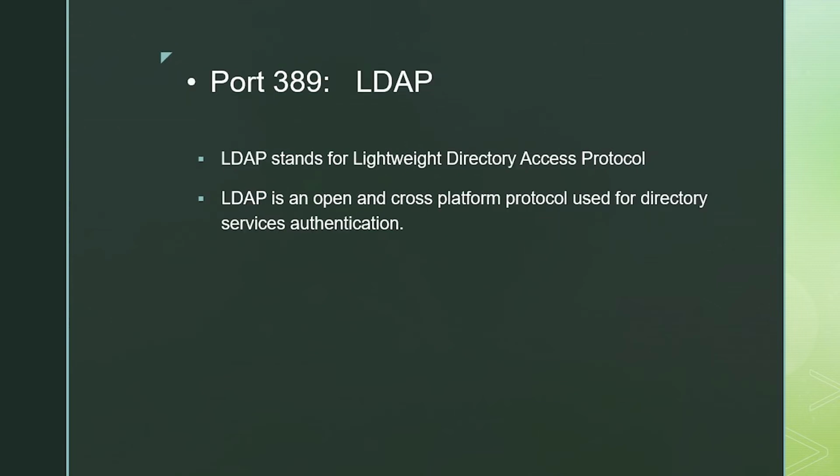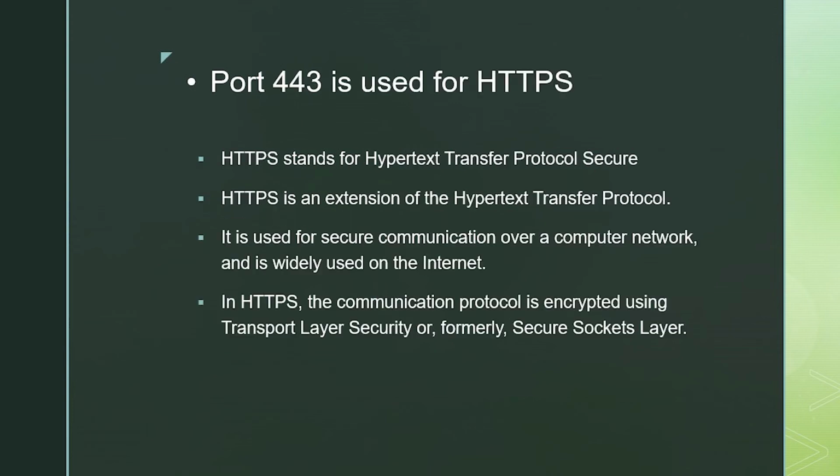Port 389. Port 389 is used for LDAP. LDAP stands for Lightweight Directory Access Protocol. LDAP is an open and cross-platform protocol used for directory services authentication. Remember, port 389 is used for LDAP.